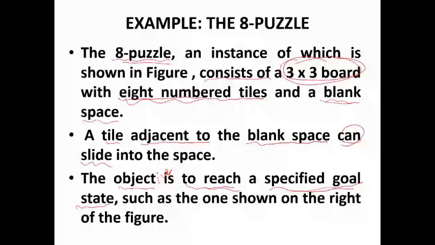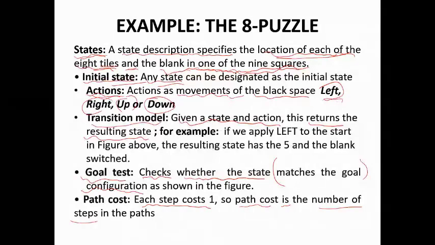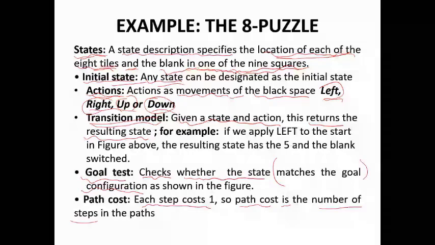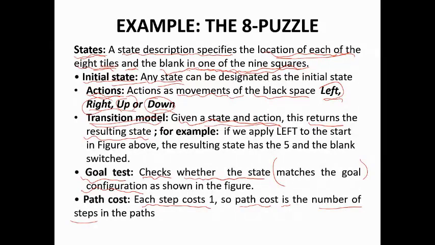The initial state is any state from where we start the problem solution. Actions are moving the numbers left, right, up, down. For the transition model, given a state and an action, it returns the next or resulting state. For example, if we move a number to the left from the right side, it is considered a transition.